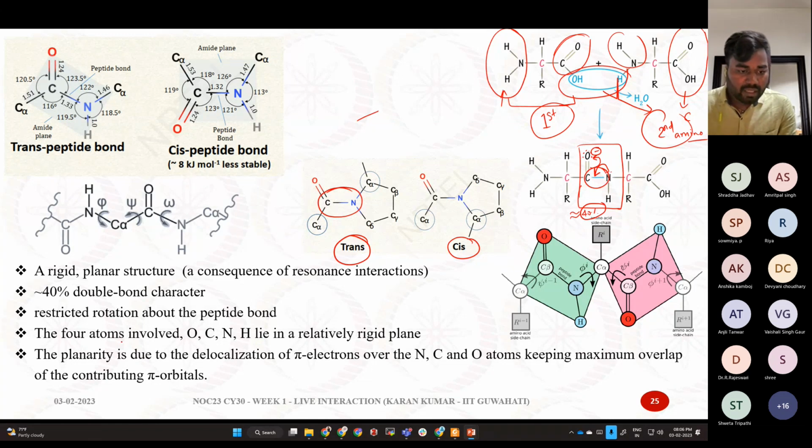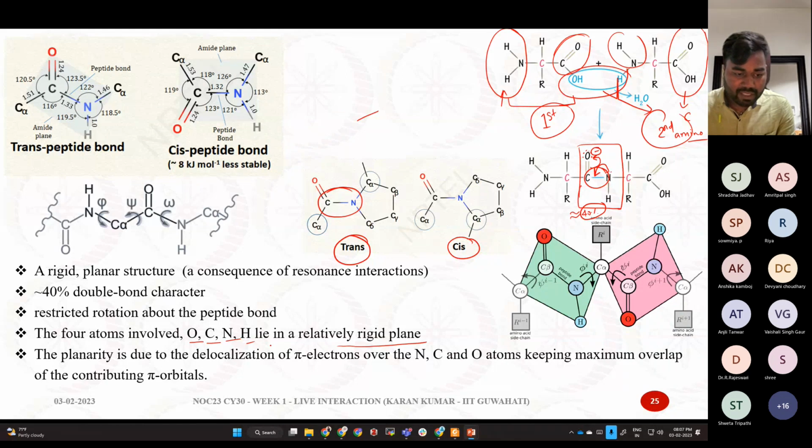The 4 atoms involved in peptide bond formation lie in a planar structure. Because of partial double bond character, they make a single plane which contains oxygen, carbon, nitrogen, and hydrogen, and they form a relatively rigid plane because of the 40% double bond character.